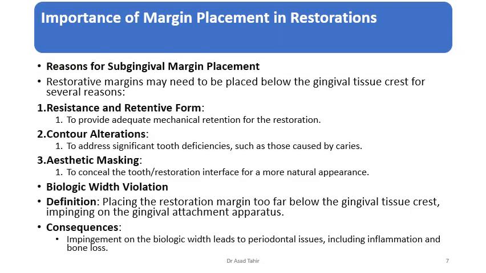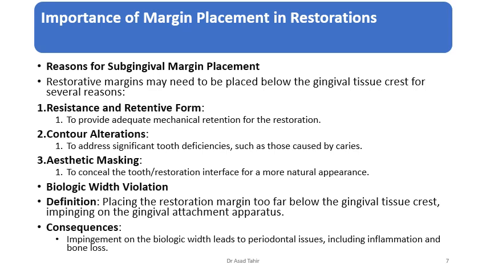Importance of margin placement in restorations. Reasons for subgingival margin placement. Restorative margins may need to be placed below the gingival tissue crest for several reasons. Resistance and retentive form: to provide adequate mechanical retention for the restoration. Contour corrections: to address significant tooth deficiencies, such as those caused by caries. Aesthetic masking: to conceal the tooth/restoration interface for a more natural appearance.